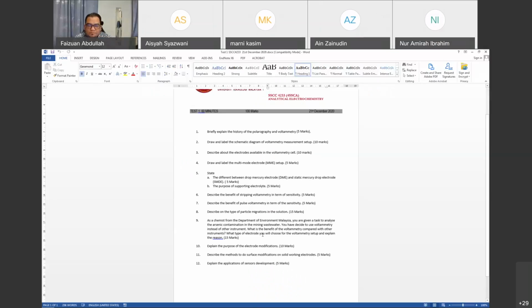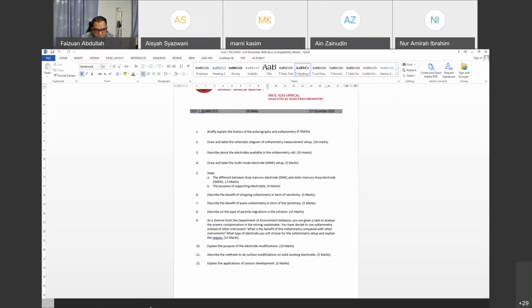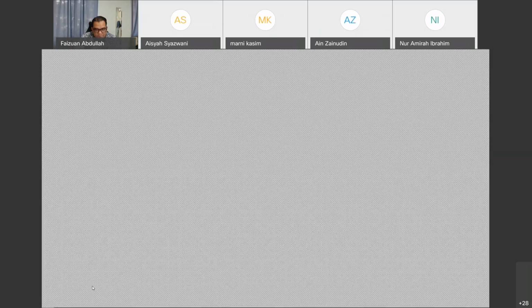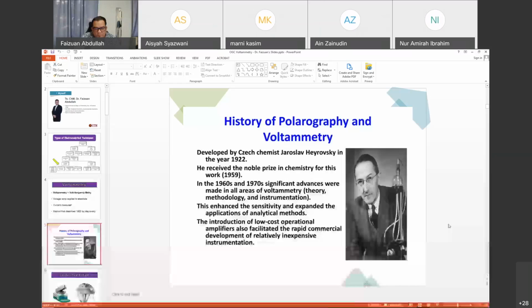Soalan pertama. Briefly explain the history of the polarography and voltammetry. Okay, yang ni, kau jawab apa ni? Jawab pasal pakcik ni tak? Sekejap saya share. Korang jawab pasal pakcik ni tak? Betul. Chemist Jaroslav Heyrovsky in 1922 received the Nobel Prize in chemistry for this work.